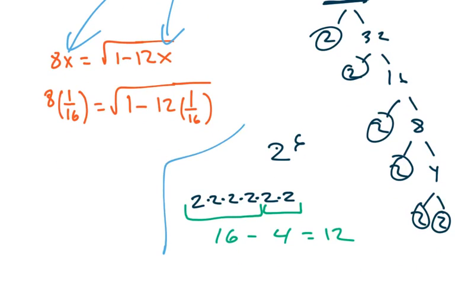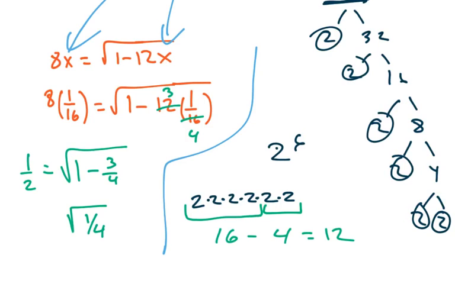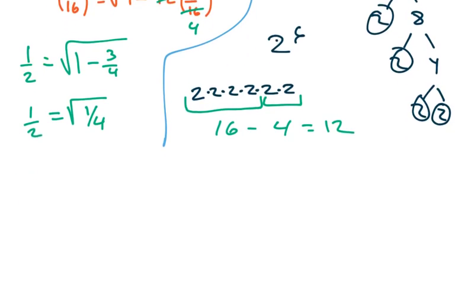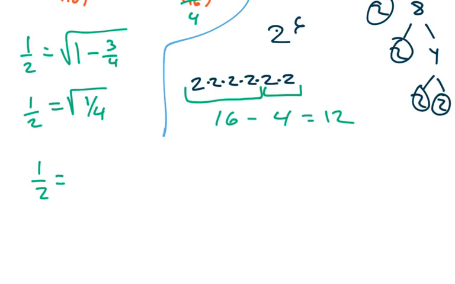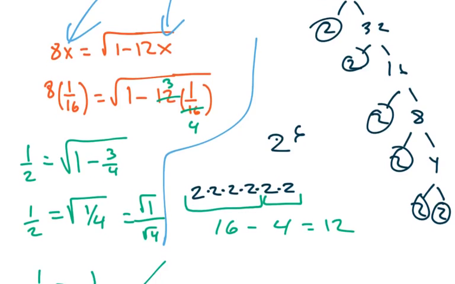So if I solve over here, 8 over 16 is 1/2. And this leaves me the square root of 1 minus 12/16. 12 and 16 are both divisible by 4, so this leaves me with 3/4. So you guys know if you subtract 3/4, 3/4 is 75 cents. So $1 minus 75 cents is 25 cents, which is 1/4. And when you take the square root of 1/4, you get 1/2. Essentially, I'm taking the square root of 1 over the square root of 4. 1 is 1, 4 is 2. So that's true.